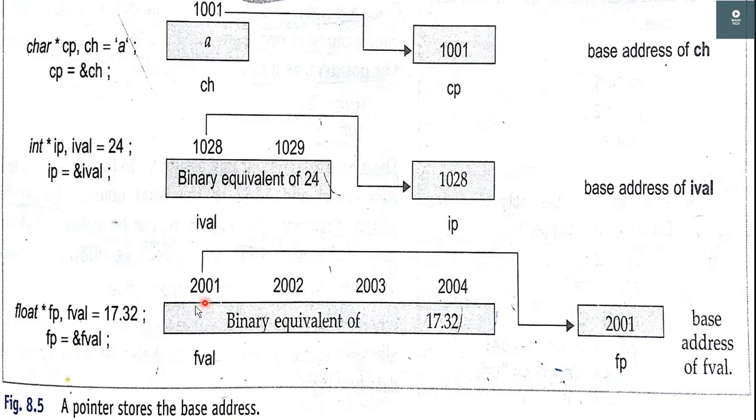In the same way, if we have a float pointer and a float variable, we have the float pointer name as fp and the float variable name as fvl. Now 17.37 is stored inside this float variable, whose name is fvl. After this, we have assigned the address of fvl to fp. So here we have 4 bytes for fvl, and here you can see the base address, that is 2001, is stored inside this fp. Why? Because the base is 2001. So we cannot store 2002 and the others inside this. Only the base address is stored inside the pointer.